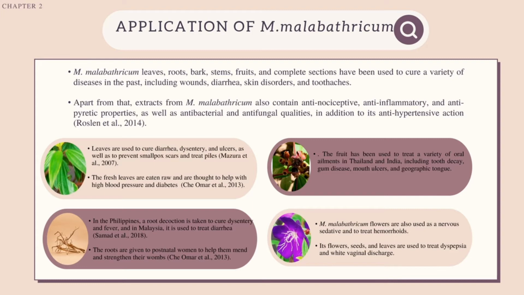The fruits have been used to treat a variety of oral ailments in Thailand and India, including oral decay, gum disease, mouth ulcer, and also geographic tongue. Next is flowers. Melastoma malabathricum flowers are also used as a nervous sedative and to treat hemorrhoids. Its flowers, seeds, and leaf are used to treat dyspepsia and also vaginal discharge.